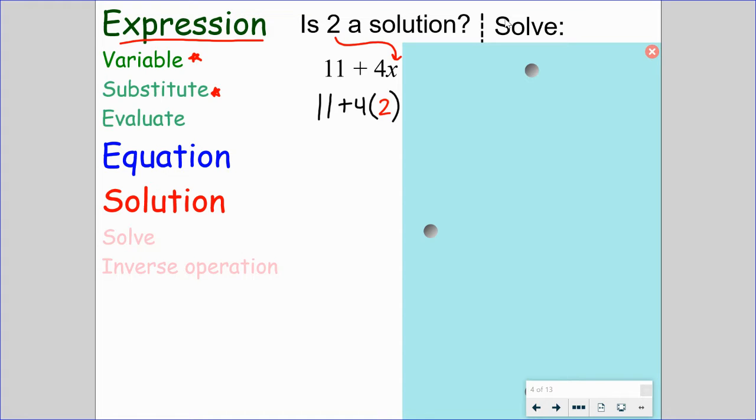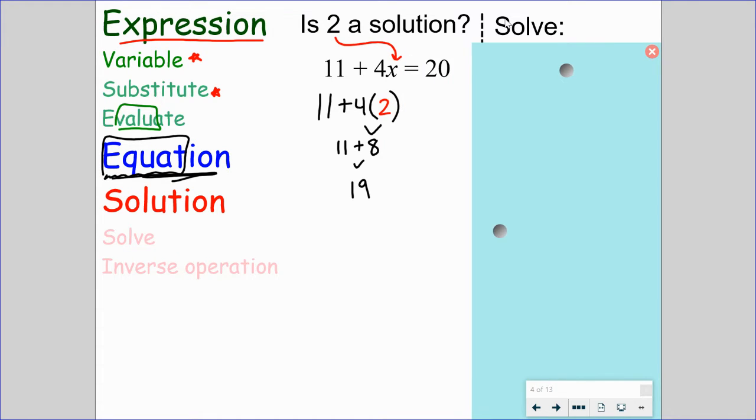And evaluate does mean find the final value. So we could do that here. 4 2s is 8. Add 8, and we get 19. Now, what does an equation mean? Think about the root word of that, equate or equal. So the question here is saying, is this a solution? A solution is a number or numbers that makes a statement true.